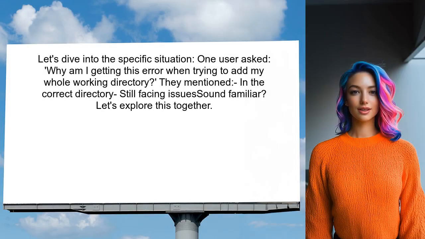Let's dive into the specific situation at hand. One user recently asked, "Why am I getting this error when trying to add my whole working directory?" They mentioned they were in the correct directory, but still faced issues. Sound familiar? Let's explore this together.